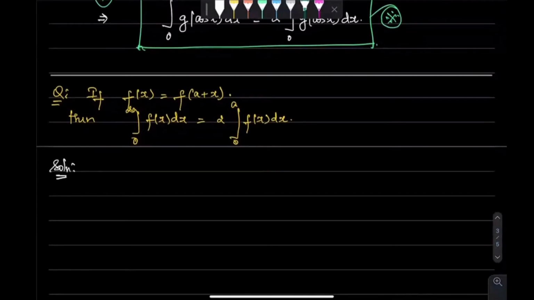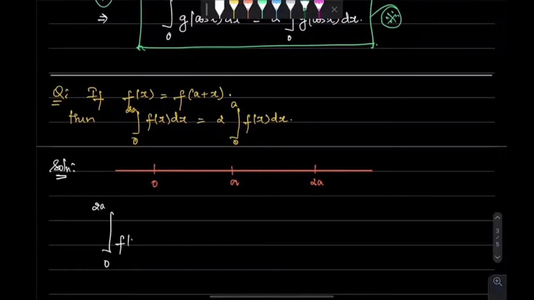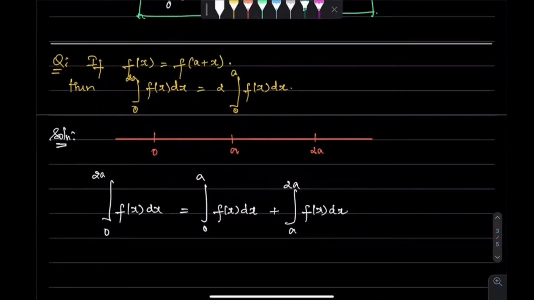See, it is given as 0 to 2a. Understand it in this way. I take an interval 0 to 2a. So what is the midpoint here? a. So can I write integral 0 to 2a f of x dx as integral 0 to a f of x dx plus integral a to 2a f of x dx? Can I write it like this?